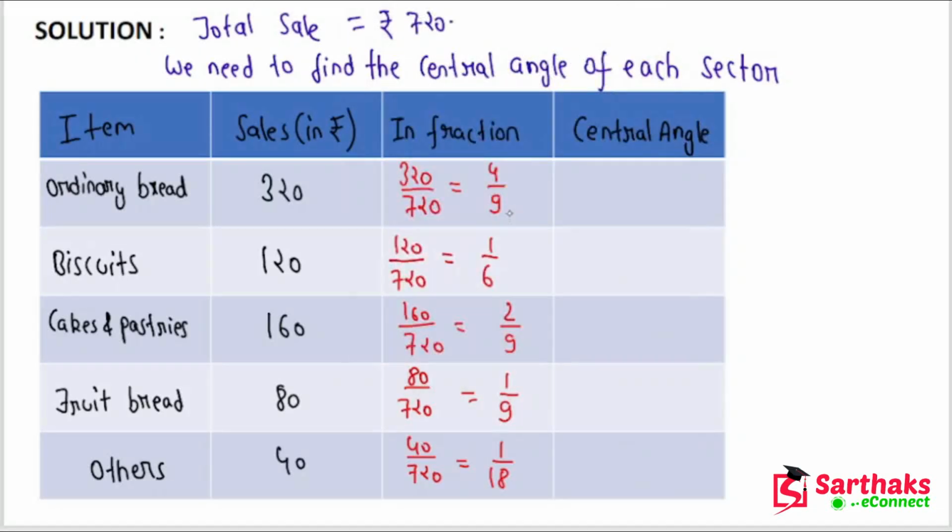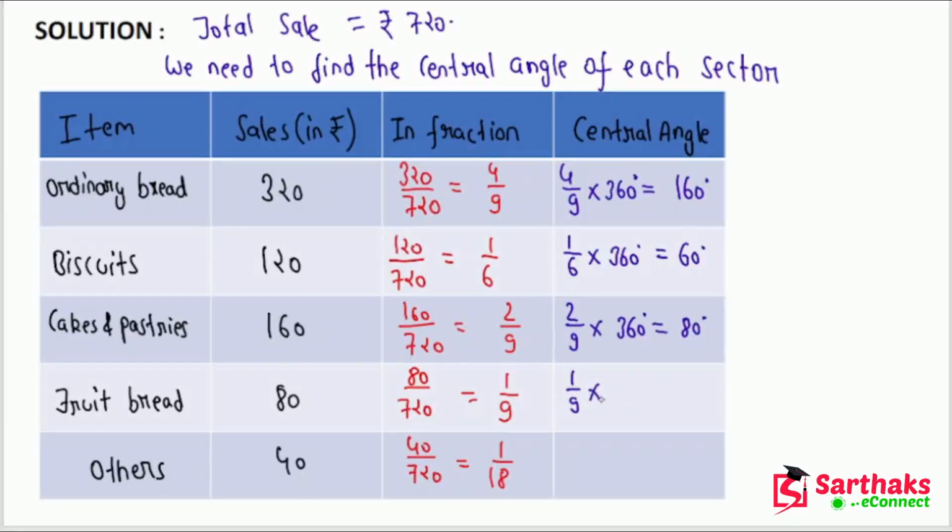Simple, in the same way, multiplying this fraction by 360 degree. So 4 upon 9 into 360 degree will give us 160 degree. Similarly 1 upon 6 into 360 degree will give us 60 degree, and 2 upon 9 into 360 degree is equal to 80 degree. Similarly 1 upon 9 into 360 degree is equal to 40 degree.